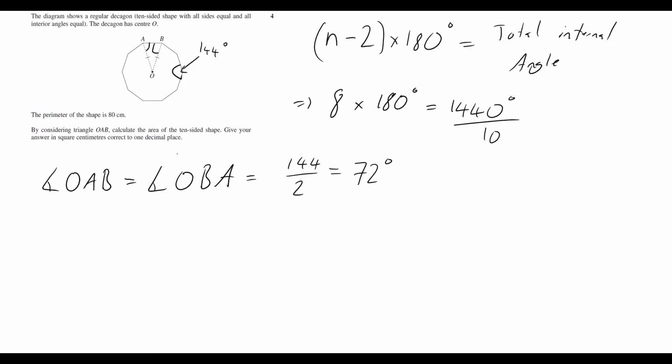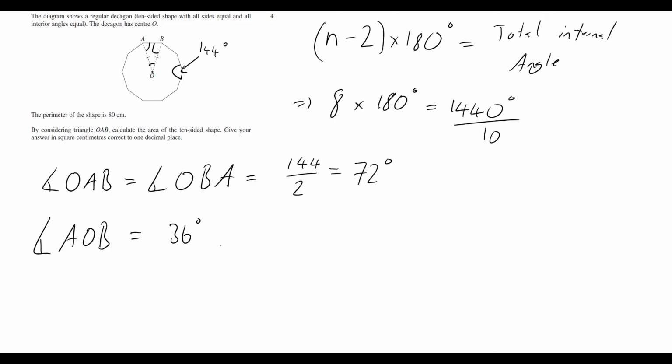Awesome. So what does that mean our angle AOB is going to be? So our angle AOB, the one right from the center there, is now just going to be equal to 180 degrees minus 72 minus 72. And so that will give us an angle of 36 degrees.